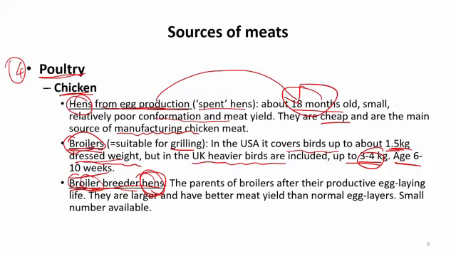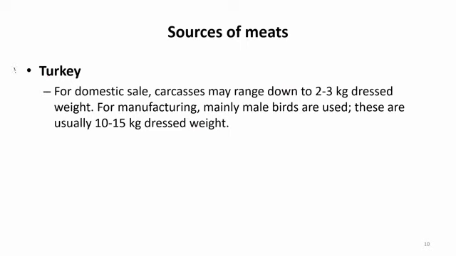Now we go to the fifth source: turkey. The turkey has a higher dress weight. When we say carcass, it means the body of the animal which has been cleaned up, removing all the parts that normally we do not eat, like the head, the legs, the intestines, something like that. Carcasses of turkey can range at the higher dress weight to 3 or even above 10 kilograms.